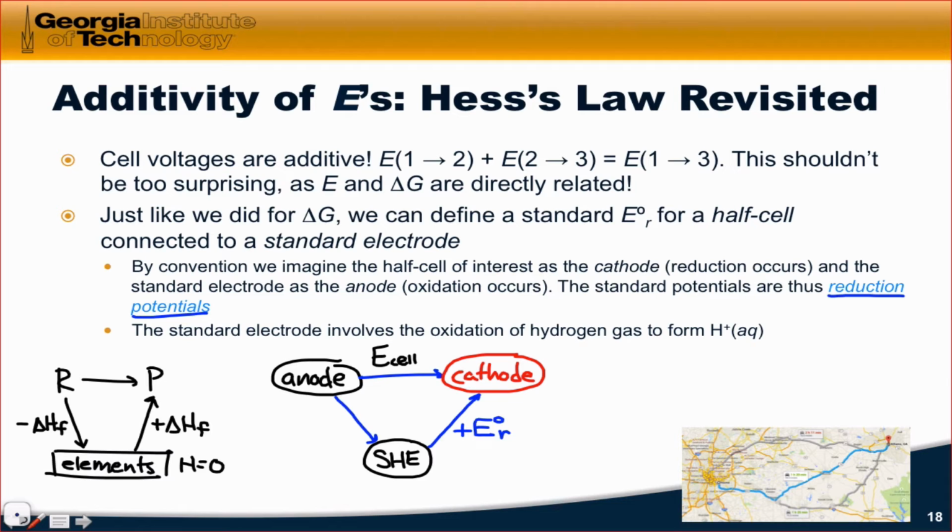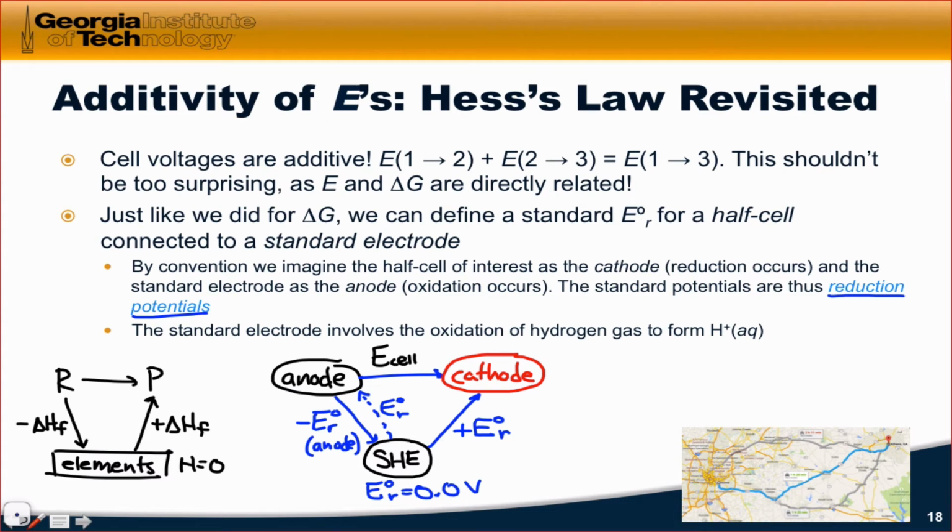Sending electrons from the anode to the SHE involves oxidation at the anode, and the potential associated with that is negative E°R for the anode. Why is this negative? Since this is an oxidation of the anode, and by convention, actually, the reduction potentials are for the process of sending electrons from the SHE back to the anode. So we define the SHE as having a standard reduction potential of 0.0 volts, just like we defined the enthalpies of the elements equal to 0 in the enthalpy of formation case.